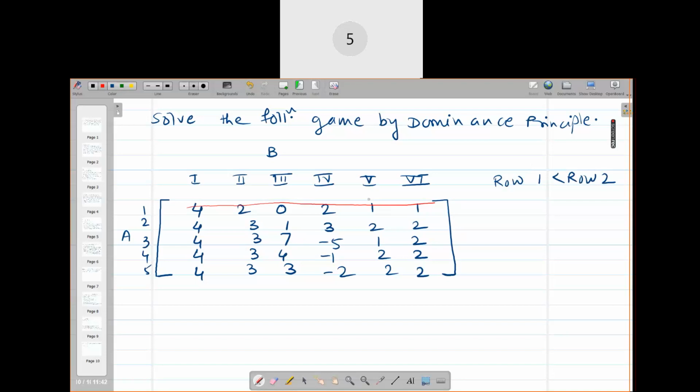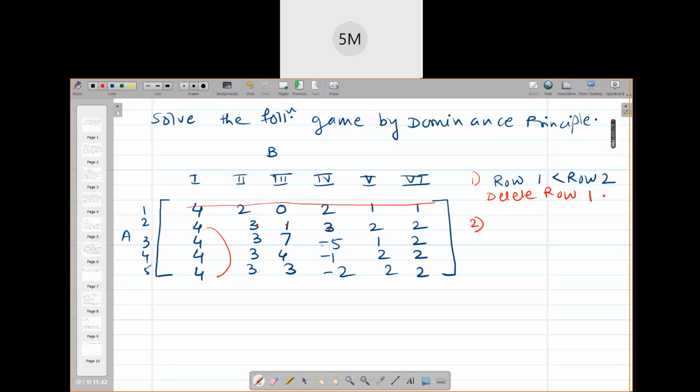What about row 2 and row 5? Row 2 and row 5, 4 is equal to 4, 3 is equal to 3. I'm talking about these two rows, row 2 and row 5. 3 is equal to 3, 1 is less than 3, 3 is greater than minus 2. Okay, that we can't do.